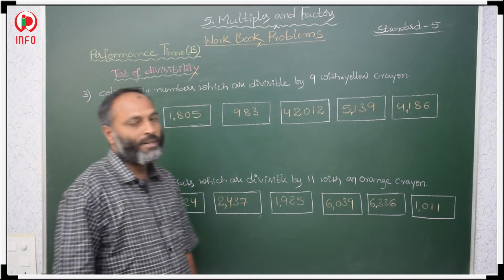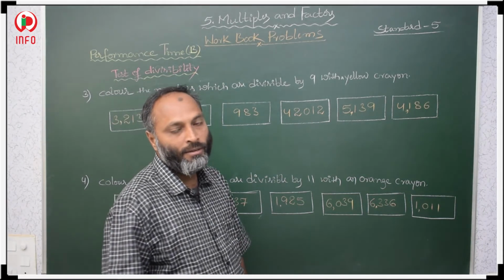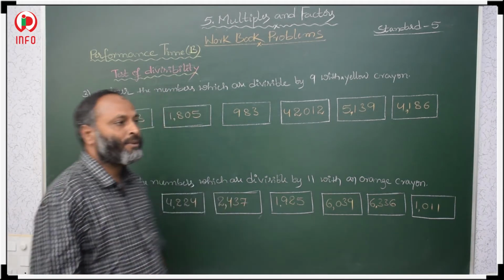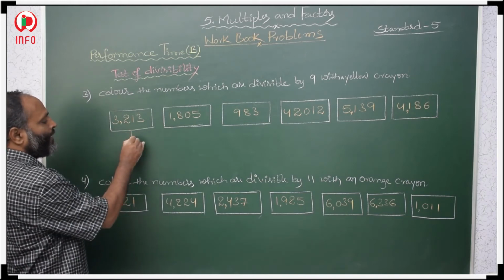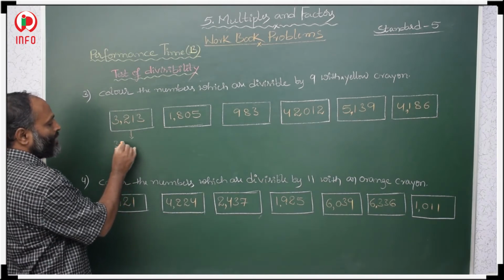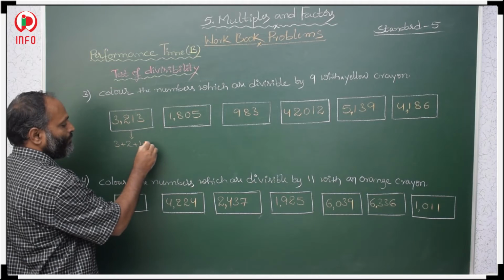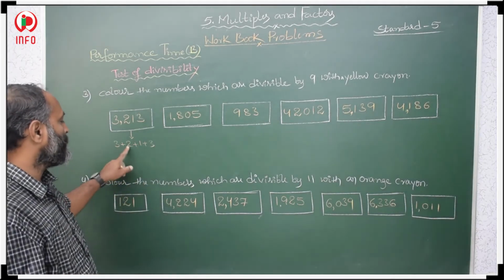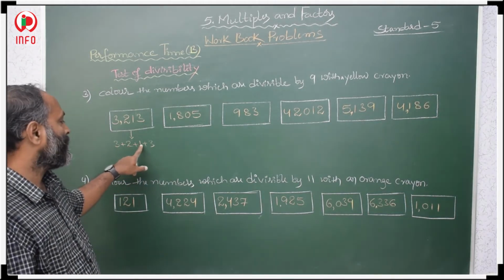What is the condition for divisibility for 9? We have to find the sum of the digits. First, you add all the digits. 3 plus 2 plus 1 plus 3. 3 plus 2 is 5. 5 plus 1 is 6.